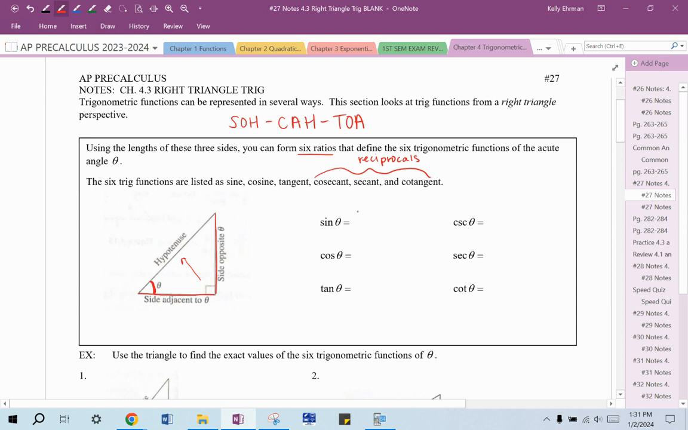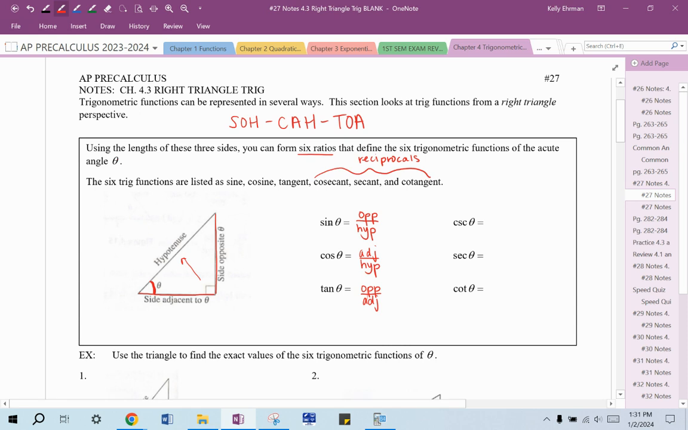All right, so sine of theta is equal to the opposite leg over the hypotenuse. So to help you remember that, that's the SOH part. Cosine, because it's CAH, is equal to the adjacent over the hypotenuse. Adjacent leg over hypotenuse. And tangent is the ratio of the opposite side over the adjacent side. So that's the SOH CAH TOA piece. It just helps you remember what those 3 ratios are.